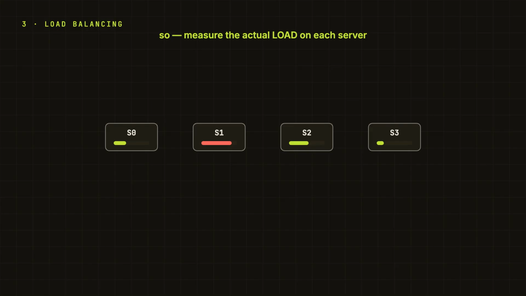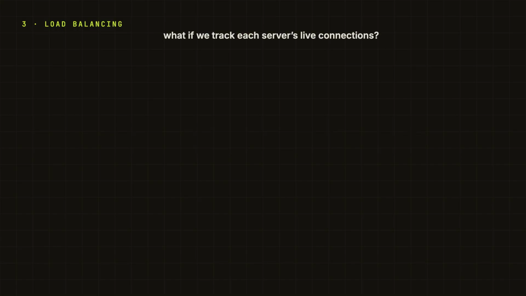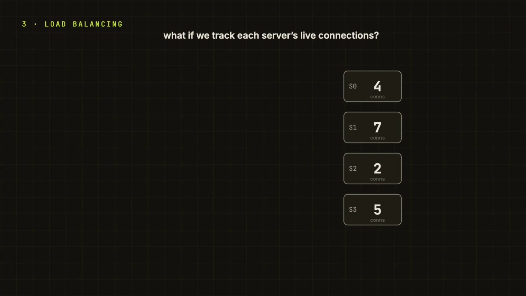The balancer has to actually look at how loaded each server is. So one way to think about this: what if we know the number of requests each server is currently handling, and we send the new request to whichever server has the least number of requests? This is called least connections, and it genuinely helps. A slow server piles up requests, so it naturally stops receiving new ones. The load adapts on its own.